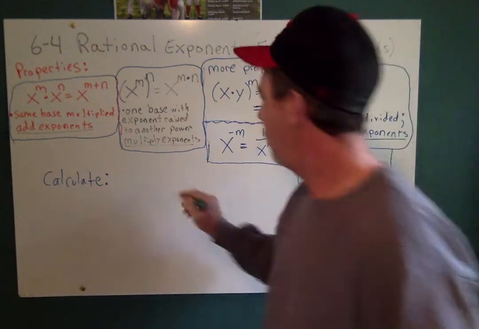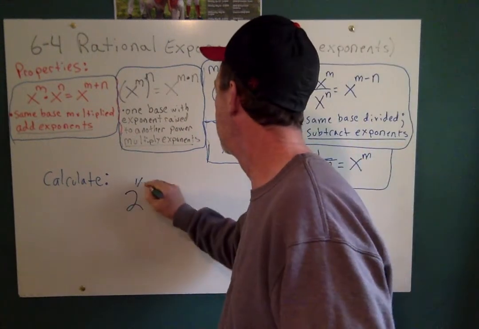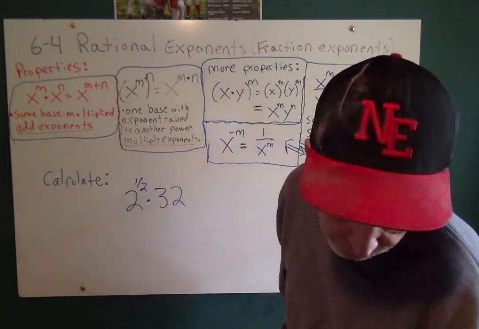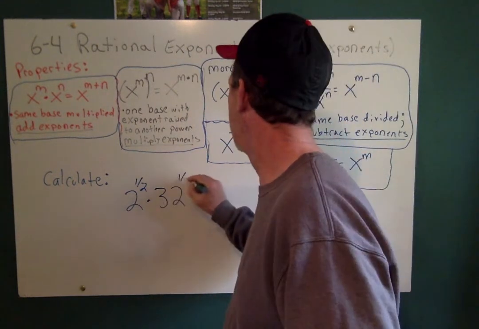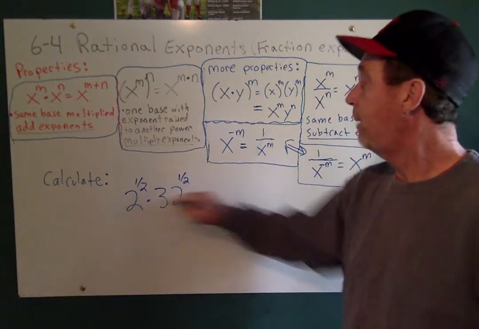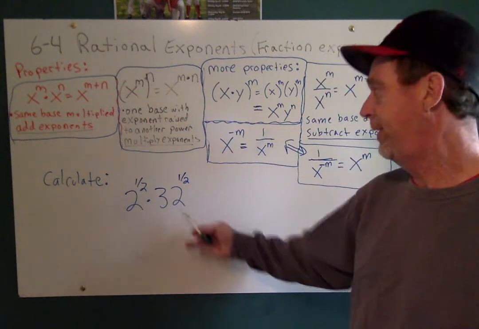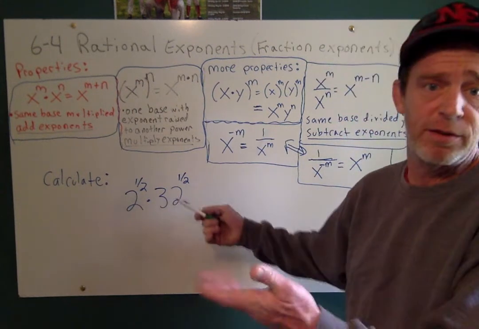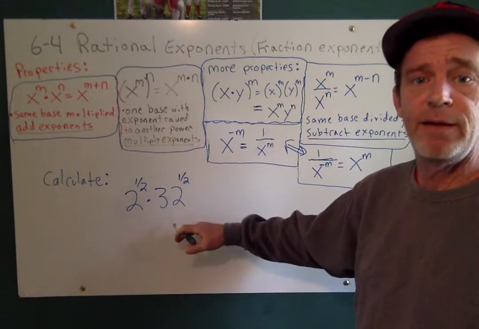Let's see, 2 to the 1/2 times 32 to the 1/2. Now, as these both have the same power, there's a couple ways to go about doing this. This is 2 to the 5th. 2 to the 5th and 2 to the 1st, add them up, 2 to the 6th, divided by 2, 2 to the 3rd. This would be 8.